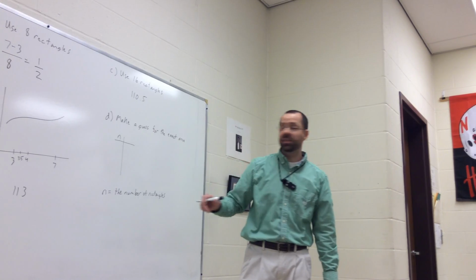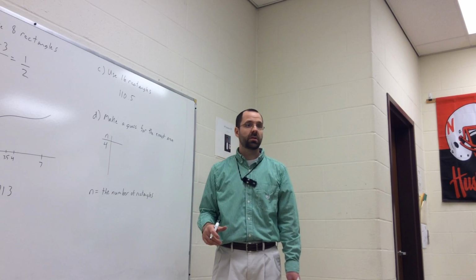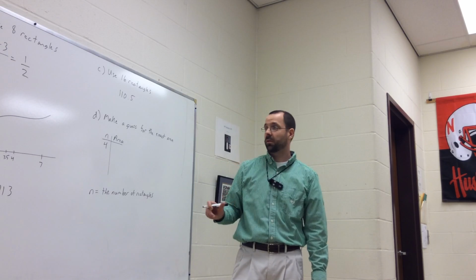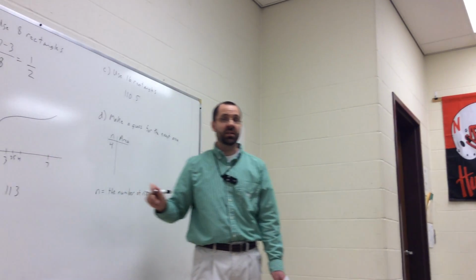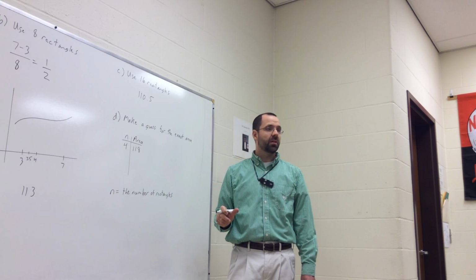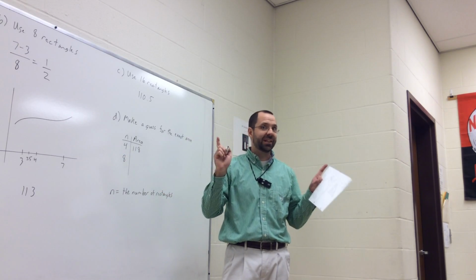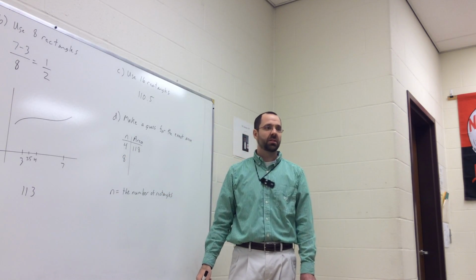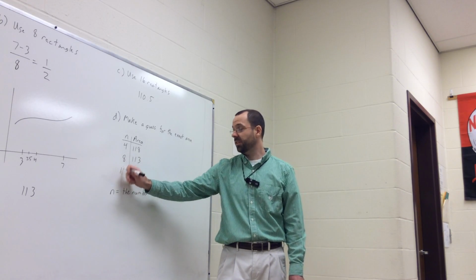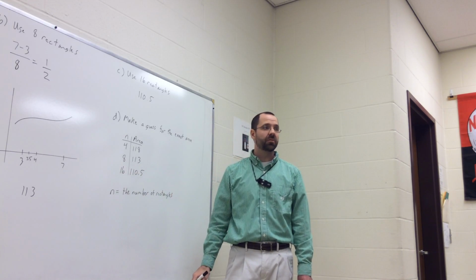So in part A, I did 4 rectangles, right? So n is 4, and I figured out the area. And the area was 118 when I did 4 rectangles. But then for part B, we quote-unquote did 8 rectangles, and it came out to 113. And then we did 16 rectangles, and it came out to 110.5.